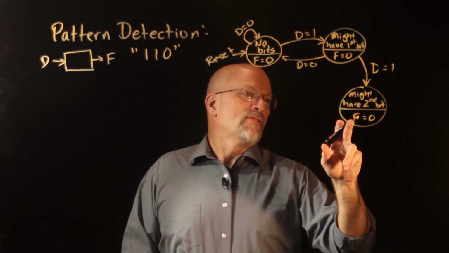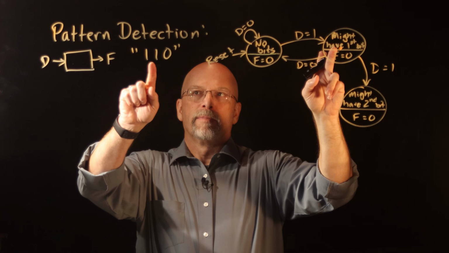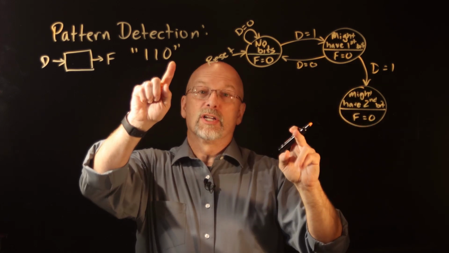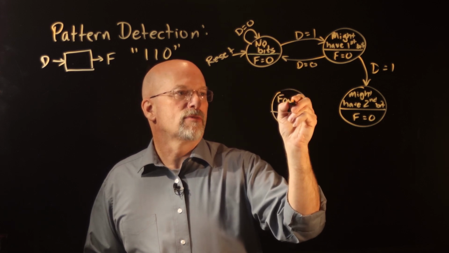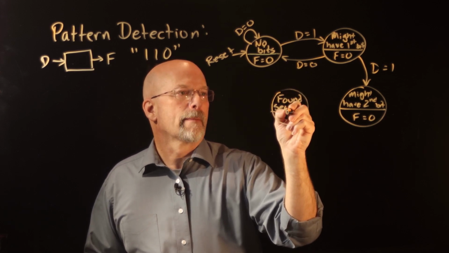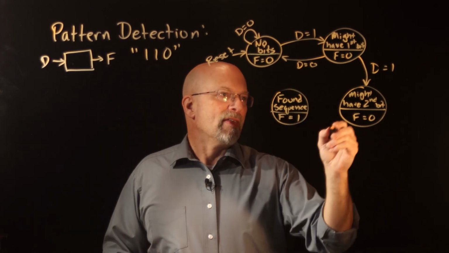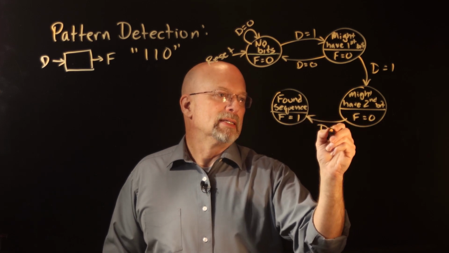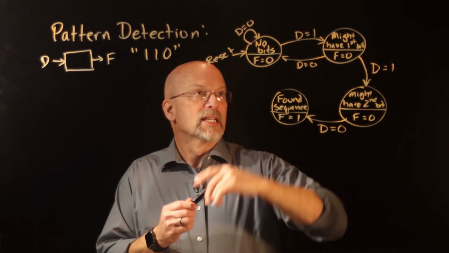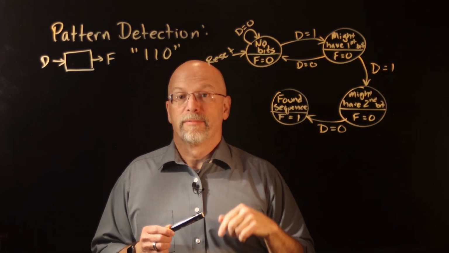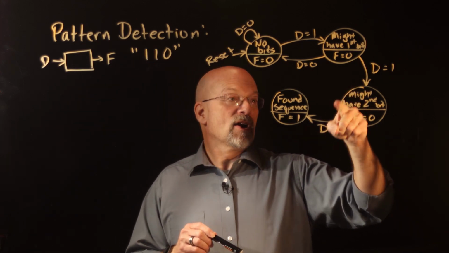All right. Now, if I get a 0, what does that mean? Well, it means I got a 1, followed by a 1, followed by a 0, I have the whole sequence. I'm going to put another state here, and I'm going to put found sequence. And that means F equals 1. And this happens when I get D equals 0. So that D equals 0 means I've got 1, 1, 0. Found the sequence. All right? Now, that takes care of the D equals 0.